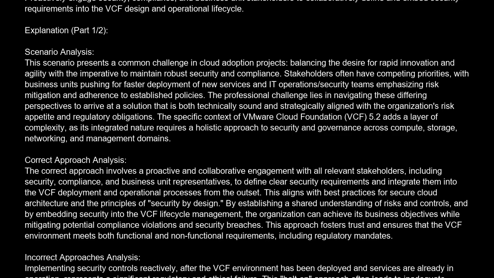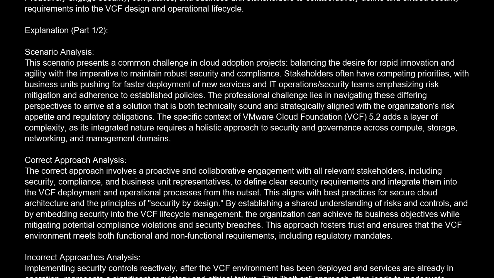The correct answer is D. Proactively engage security, compliance, and business unit stakeholders to collaboratively define and embed security requirements into the VCF design and operational lifecycle. Explanation: scenario analysis. This scenario presents a common challenge in cloud adoption projects, balancing the desire for rapid innovation and agility with the imperative to maintain robust security and compliance.